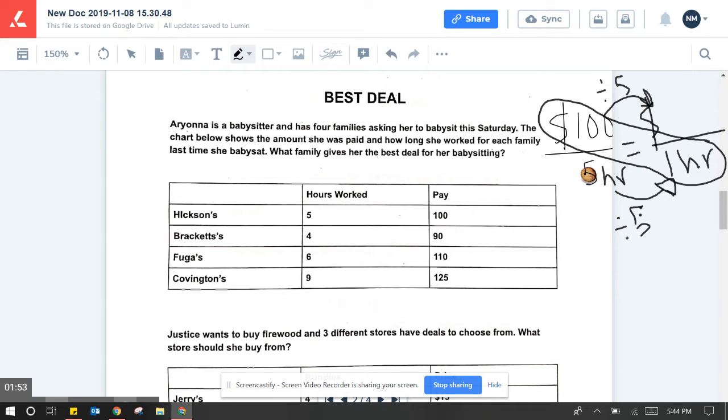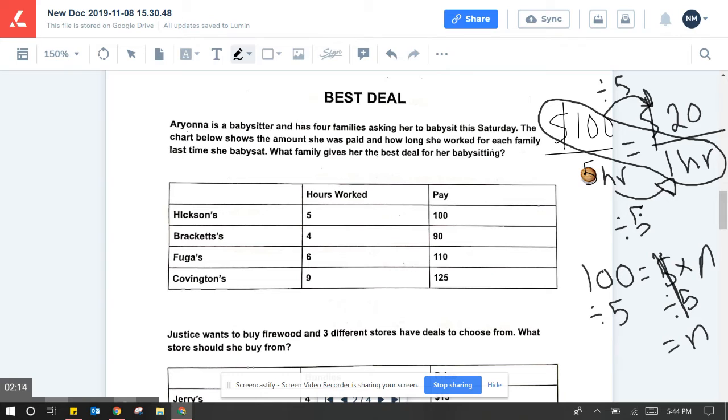So 100 divided by 5 is going to give me 20. And so if I cross multiplied, I would end up with 100 times 1, I would get 100. And then I would have that's equal to 5 times a number that I don't know, and I would divide by 5. This divides to 1. I would divide by 5 over here, and I would have my number is equal to $20. And so right here, this is $20 per hour. So moving forward, okay, that's $20 per hour.